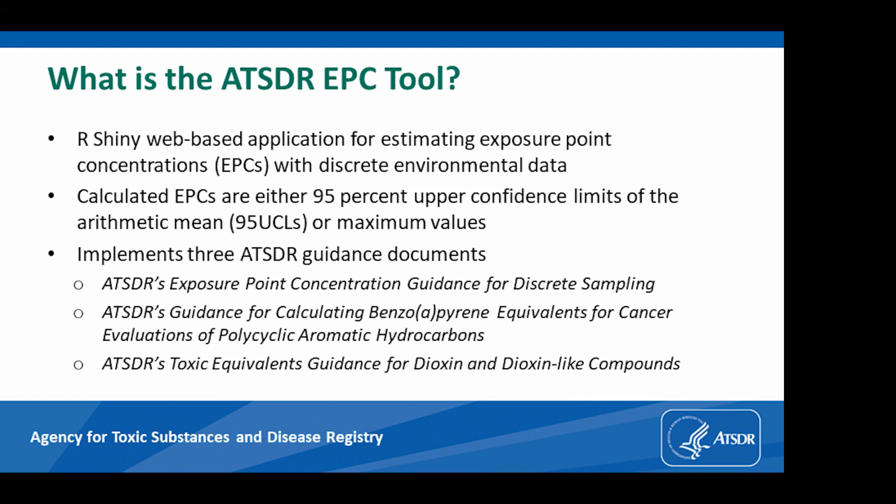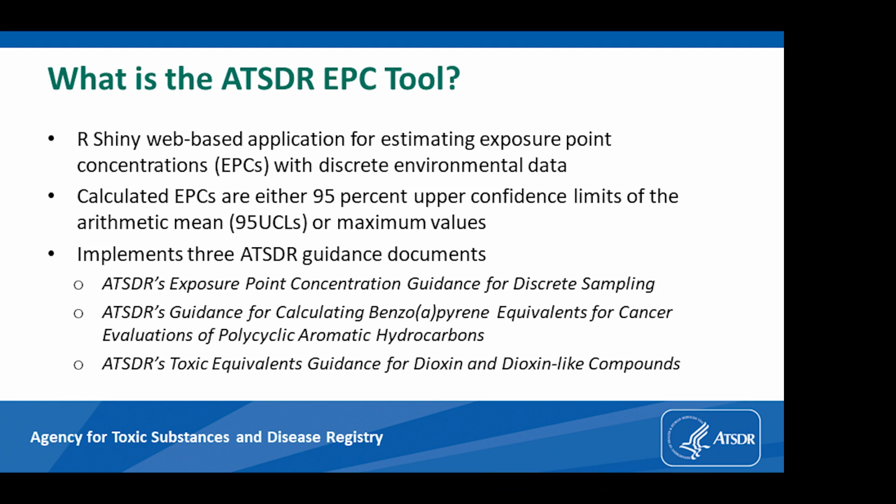ATSDR created the tool to make the process of calculating EPCs based on ATSDR guidance documents more consistent and efficient. The guidance documents addressed by the tool are ATSDR's Exposure Point Concentration Guidance for discrete sampling, ATSDR's guidance for calculating benzo[a]pyrene equivalents for cancer evaluations of polycyclic aromatic hydrocarbons, and ATSDR's toxic equivalence guidance for dioxin and dioxin-like compounds.